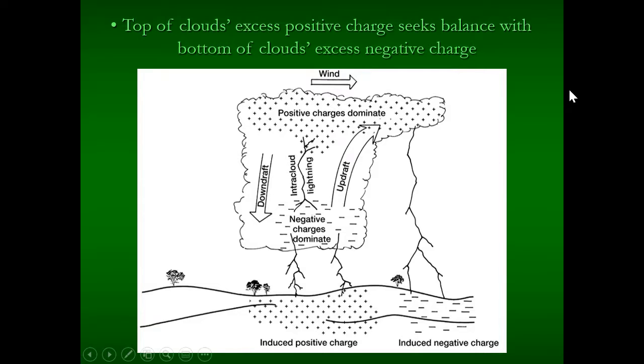The tops of clouds build up excess positive charge, opposite the bottom of the cloud, which builds up negative charges. And that distribution of charges in different areas causes the static electricity to discharge between the cloud and the ground. So you can see some different ways in which this happens here.